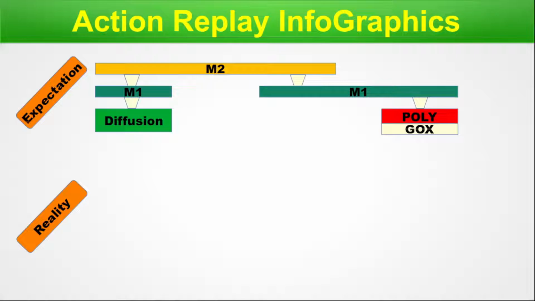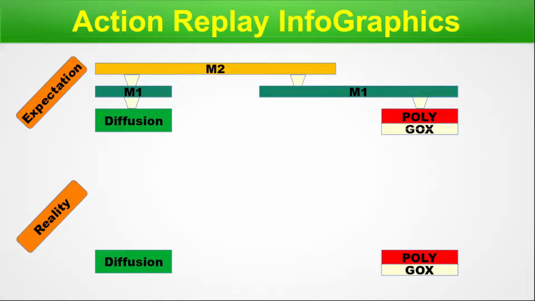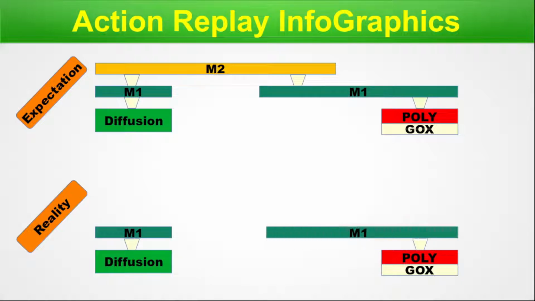What we have there in reality: the diffusion layer is here. Here is the poly and gate oxide. You can compare the two things. Here we are reaching up to metal 1.